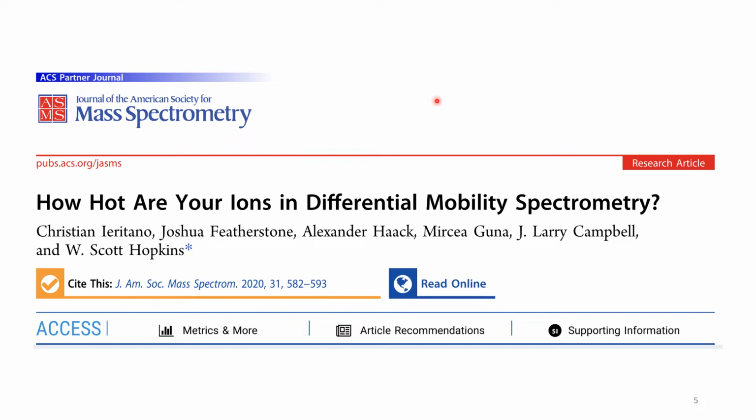The work we've done to characterize ion heating was recently featured in the March issue of JASMS, the methods and results of which will be the focus of the remainder of the talk. The models used to evaluate ion temperature are all provided in the publication in a ready-to-use format, and are freely available for folks to use and adapt to suit their own research needs.